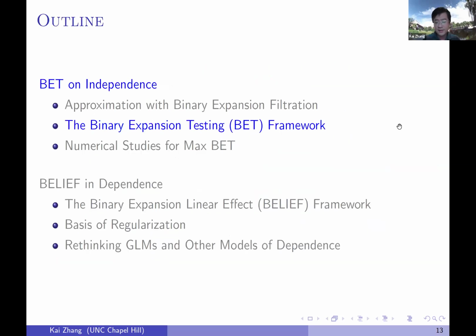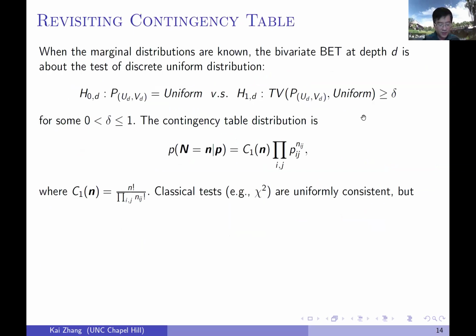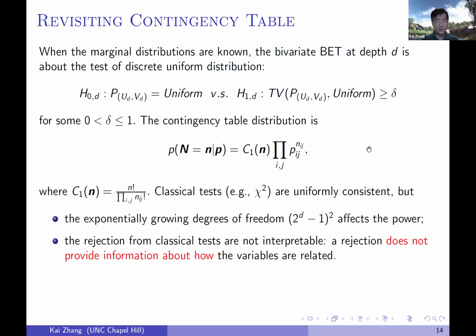Yep. So now let's take a look at what we can do with this filtration. If we take this binary expansion approximation and truncate at a finite depth D, then the problem of testing independence becomes testing discrete uniformity versus a delta away from the discrete uniform distribution, right? And this is a classical problem in contingency tables, and the likelihood is something we all know, the multinomial likelihood, right? So for this classical problem with this classical likelihood, there are many classical tests, such as chi-square tests, that are uniformly consistent. But why shouldn't we use the chi-square test? Right, for mainly two reasons.